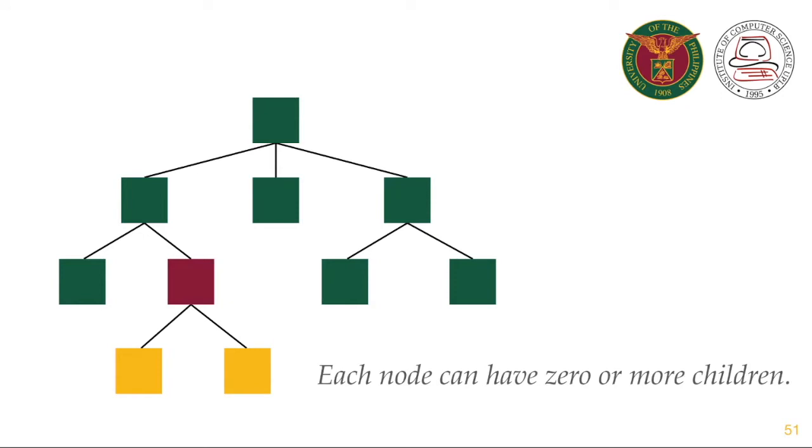A leaf node, or the nodes in yellow, are the nodes without any children, while the internal nodes are the ones with at least one child. The one highlighted in red is an example of a node without any child.